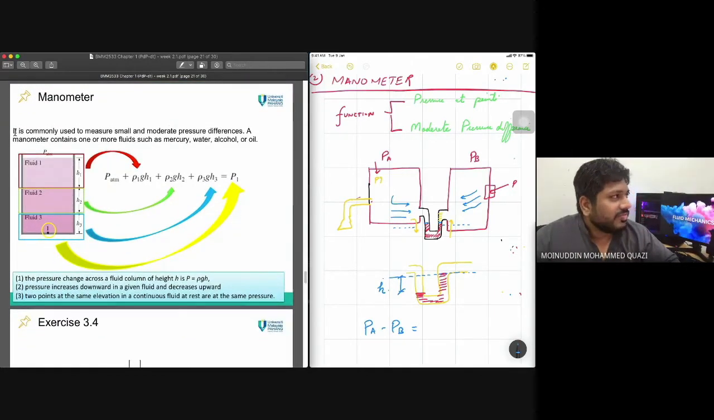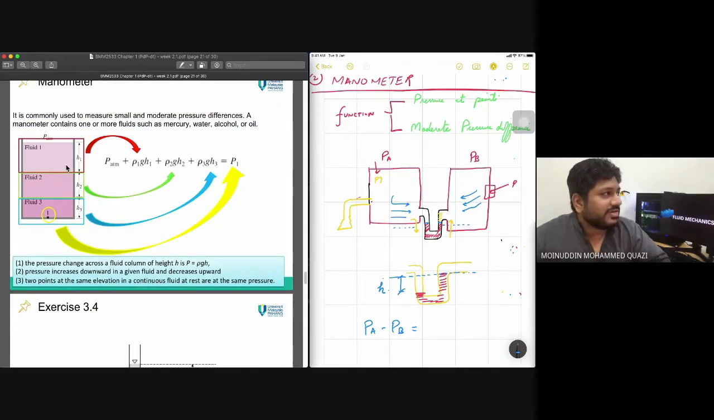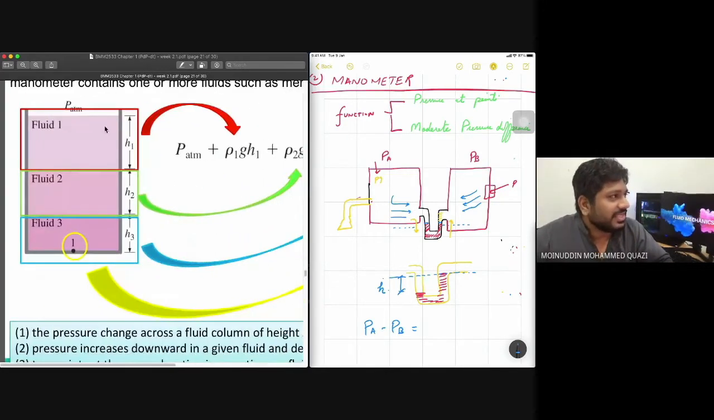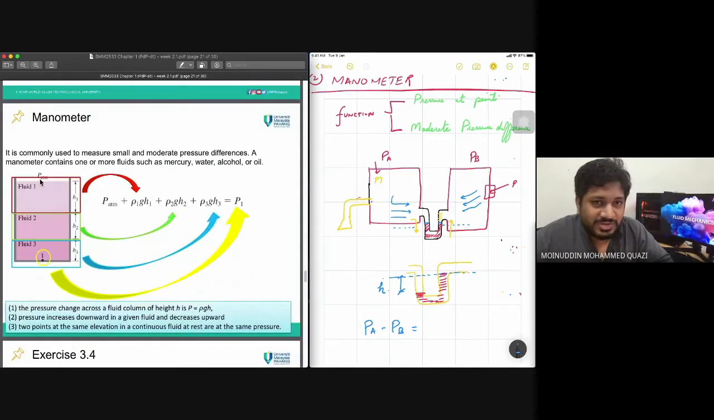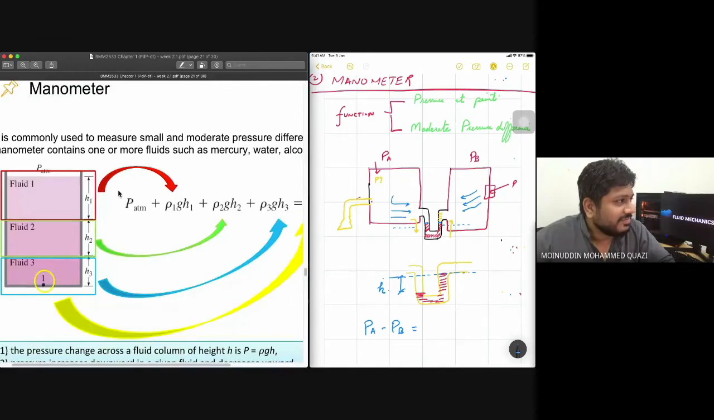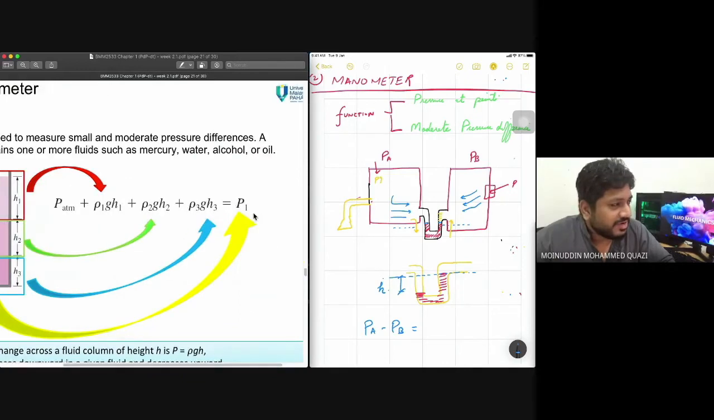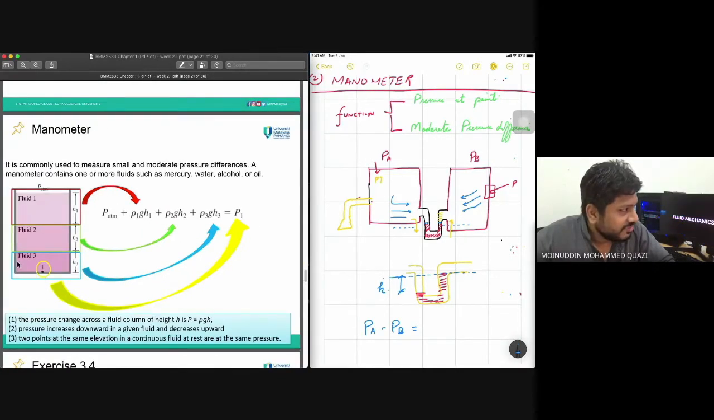So a manometer is commonly used to measure small to moderate pressure differences. Let's say you've got three types of fluid inside here, H1, H2, H3, and then we've got atmospheric pressure also. Like the previous problem, atmospheric pressure plus fluid pressure 1 plus fluid pressure 2 plus fluid pressure 3 is equal to the pressure at point 1. Pressure at point 1 is equal to the fluid and its height plus fluid 2 and its height plus fluid 3 and its height plus atmospheric pressure. Remember that.